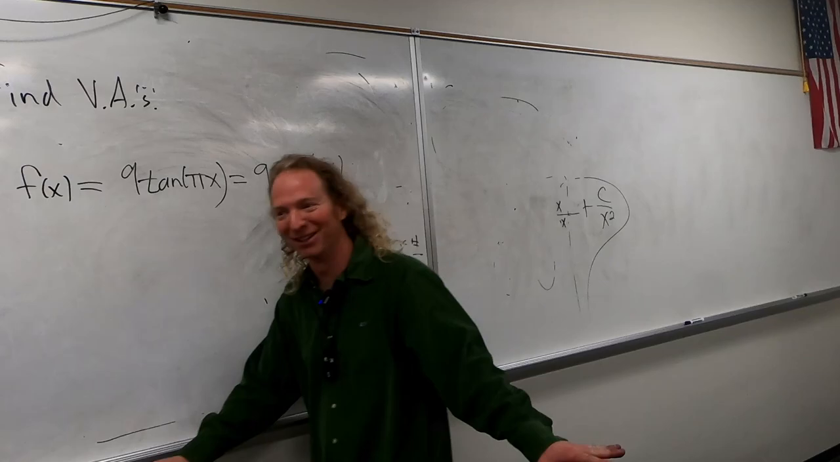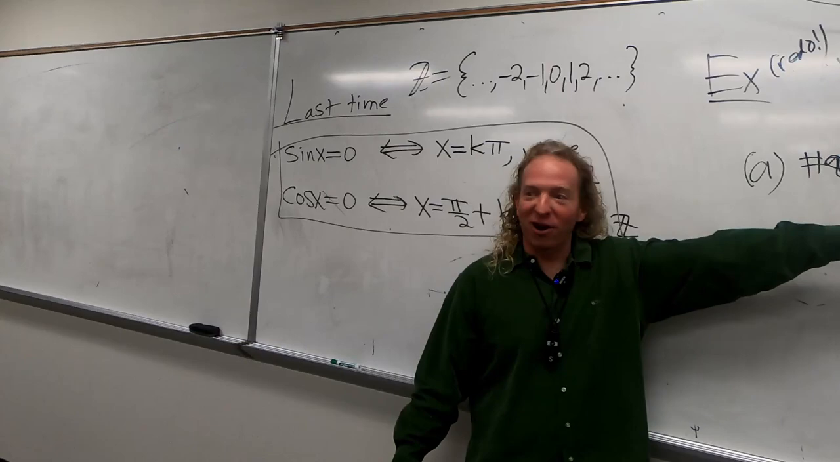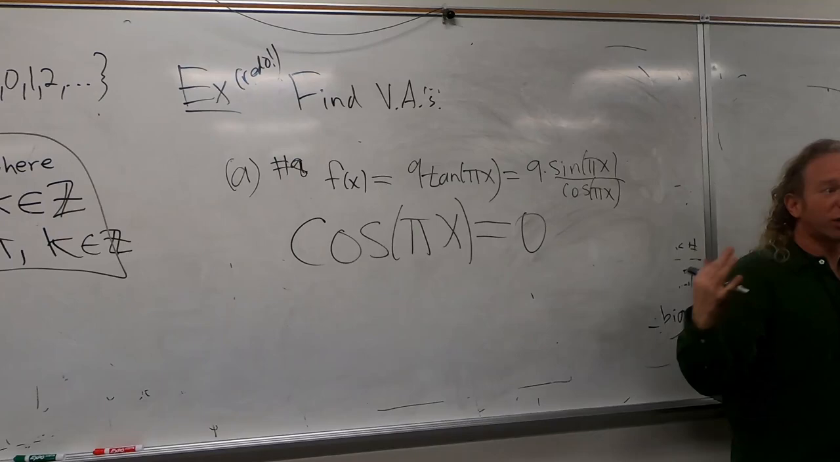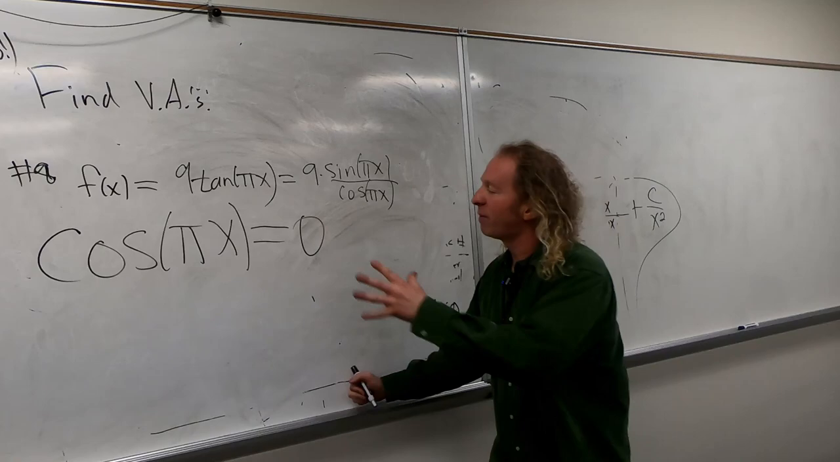Okay, this is the fraction. So we want to know where the bottom is 0, right? That's what has a VA. So you take the bottom and set it equal to 0. You can skip this step and go straight to the next step. So cosine of pi x is equal to 0.